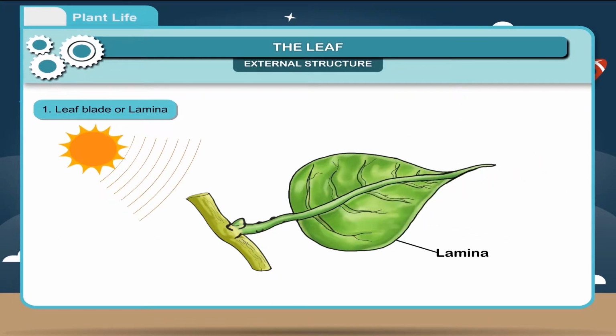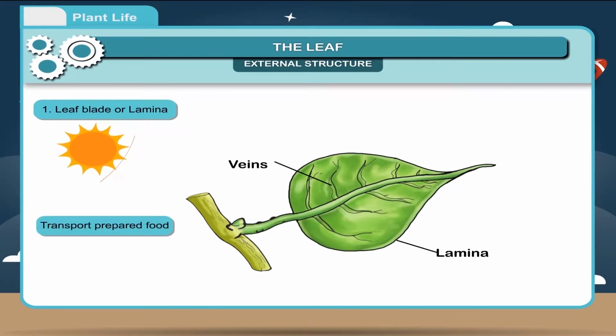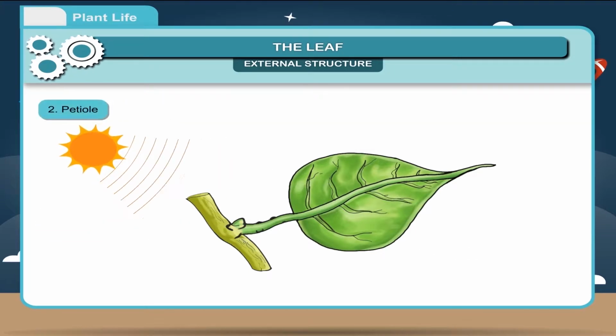The leaf blade has a network of veins which are further divided into fine veins called veinlets. Veins conduct water to the leaves and transport prepared food from the leaves to the other parts of the plant. 2. Petiole. It is a stalk by which the leaf is attached to the stem of a plant. The petiole extends in the leaf blade as a midrib and joins the leaf to the stem.